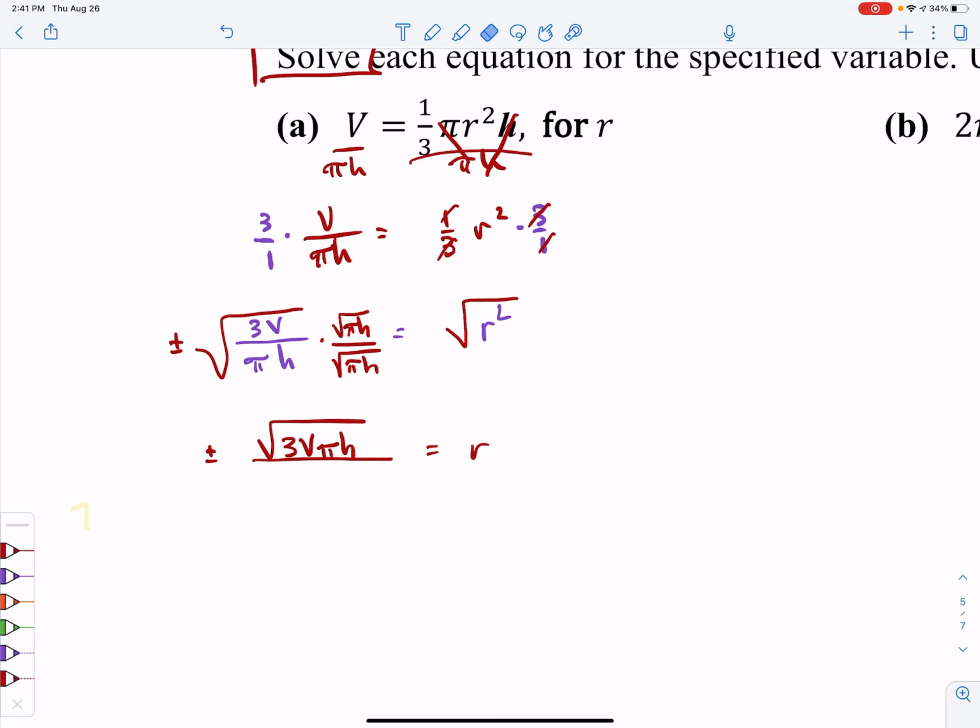That's like, I have 2 pi h's. I have a pi h, that whole thing squared. So squares and square roots undo each other, leaving me with just a plain and simple pi h with no square root. And this then would be my simplified version of r.